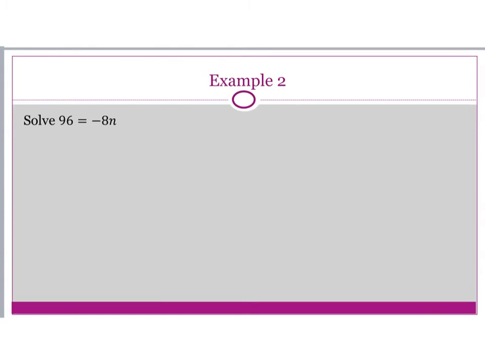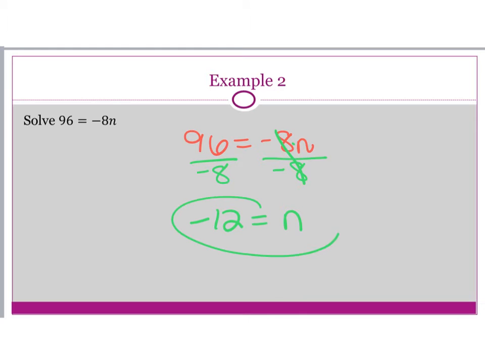Example 2 says to solve 96 equals negative 8n. So again, I'm solving, so I want to get my variable by itself. And in this case, n is attached to the negative 8 with multiplication, and you can write that in if you want. So to undo multiplication, I have to divide both sides by that negative 8. So if I divide both sides by negative 8, I have 96 divided by negative 8, which is going to give me negative 12. Negative 8 divided by negative 8 is going to cancel, and it's going to leave me with n. So I have n equals negative 12.